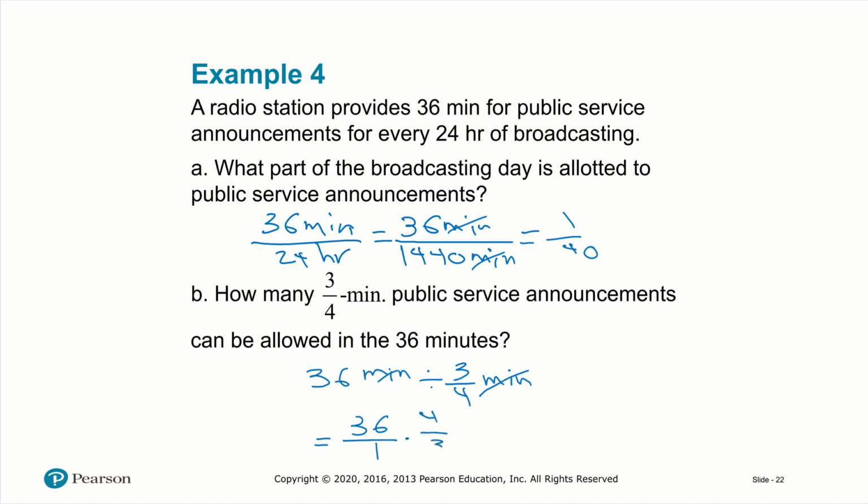So we get 36 over 1 times 4 over 3. Remember, we multiply by the reciprocal of the second number. Here we notice that if we cross cancel the 36 and 3, we get 12 on top and 1 down here. So we get 48. And that's a pure number, it doesn't have any units, because it's the number of 3/4 of a minute public service announcements that can be fit into a 36-minute slot, right? So 48 of such announcements can fit.